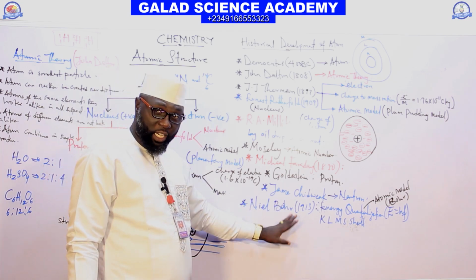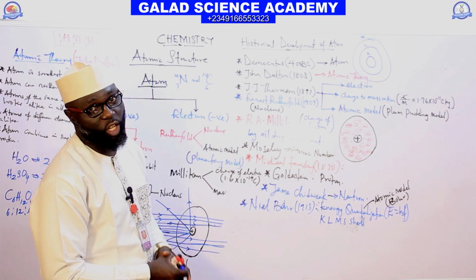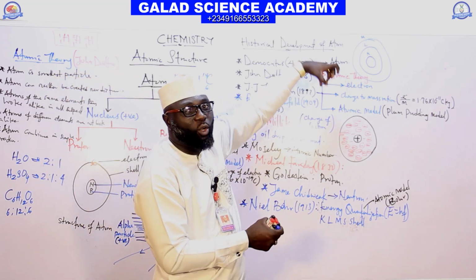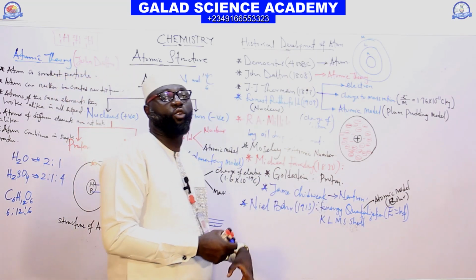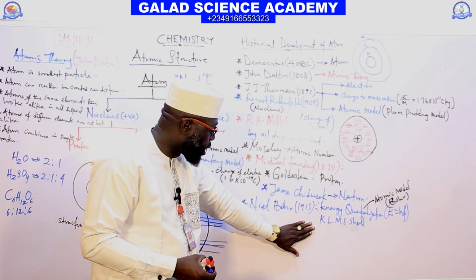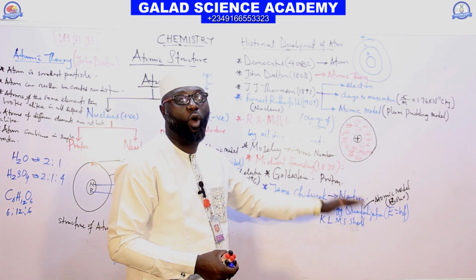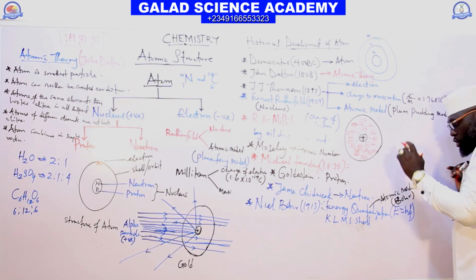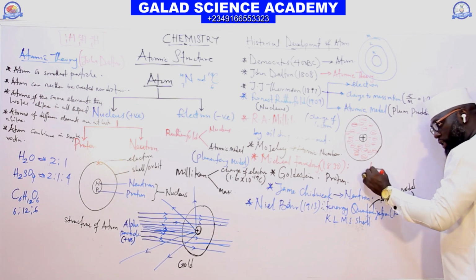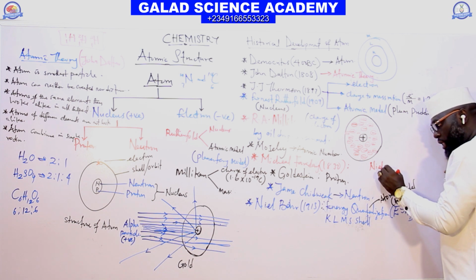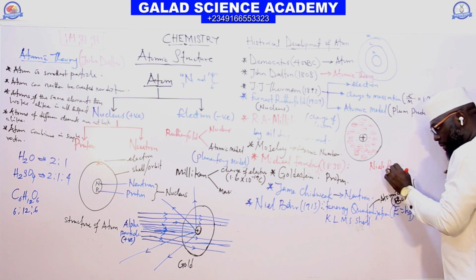The third one is Bohr. Bohr introduced energy quantization to us, and it tells us that the electron occupies a particular energy level in an atom. The Bohr atomic model, you can also call it the Bohr model.